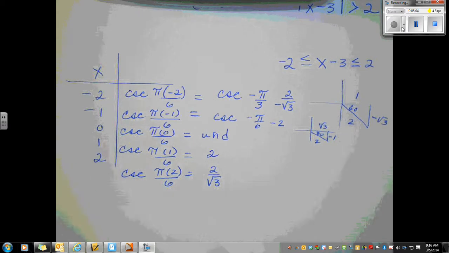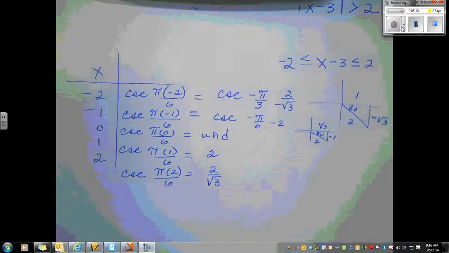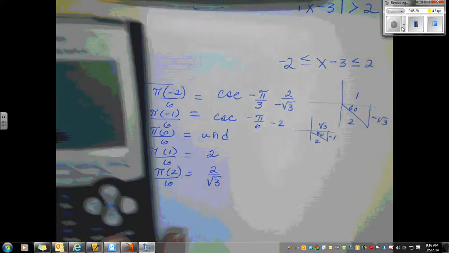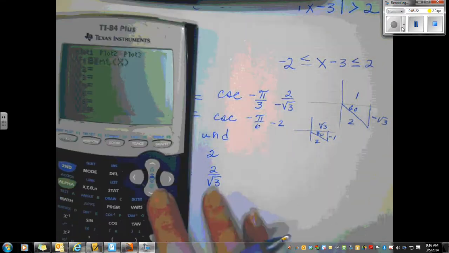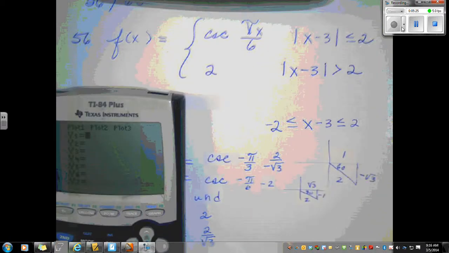Then what? Did any of you try to graph this on your calculator? Yes? Somebody said yes. All right, so how would you put that in here? Does anybody know?